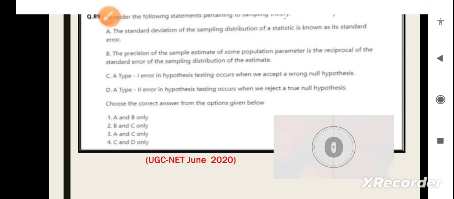The first question is, consider the following statements pertaining to sampling theory which are correct. Statement A is, the standard deviation of the sampling distribution of a statistic is known as its standard error. Statement B is, the precision of the sample estimate of some population parameter is the reciprocal of the standard error of the sampling distribution of the estimate. Statement C is, a type 1 error in hypothesis testing occurs when we accept a wrong null hypothesis. And statement D is, a type 2 error in hypothesis testing occurs when we reject a true null hypothesis.